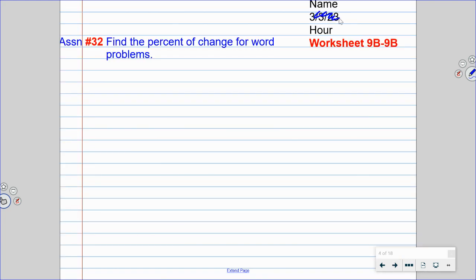No matter what the date, no matter what the assignment number, go ahead and pause your video, title your paper, get ready for 6 examples. Come on back when you're ready.